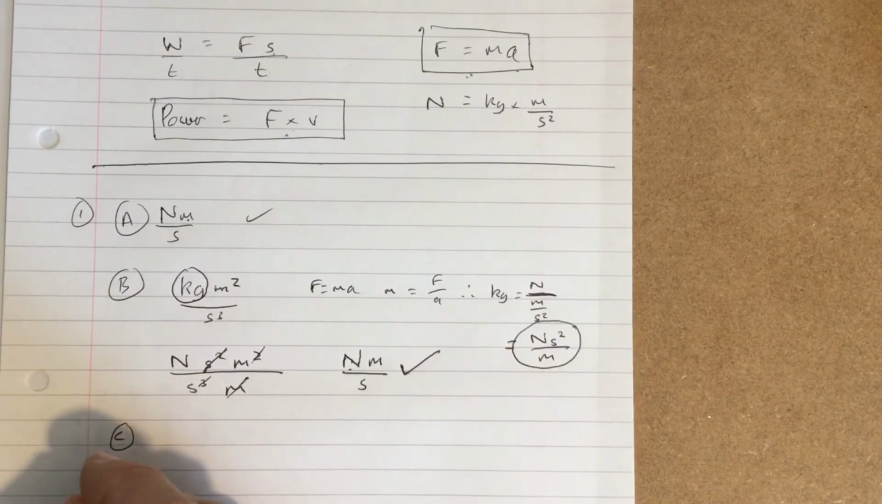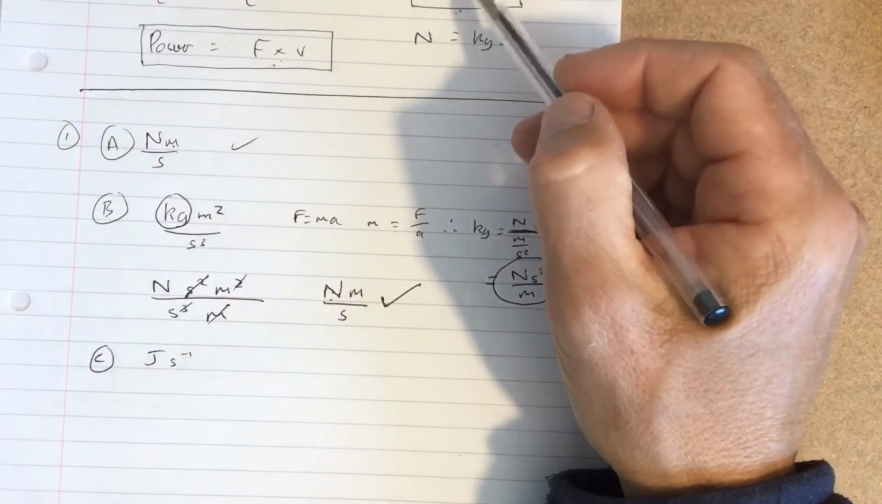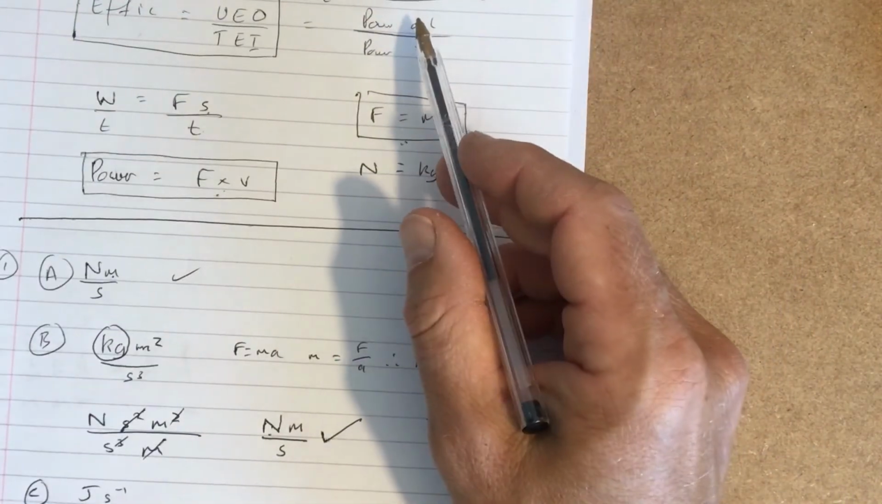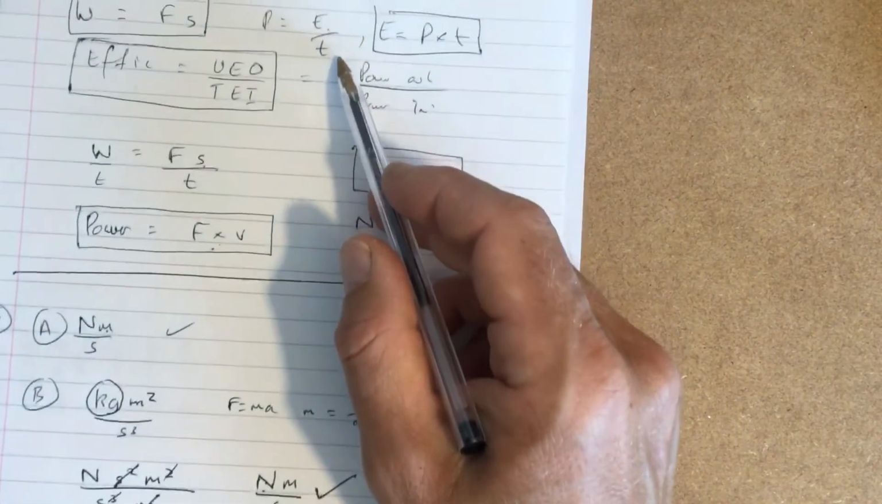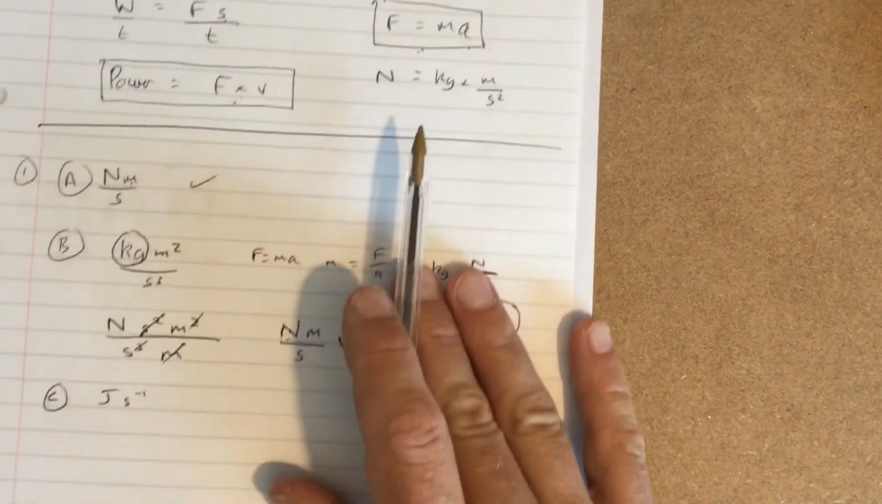Now, what was C? C was just joules per second. Well, I hope we know that's power, because that's here, isn't it? It's here, energy per second. Okay, so we should know that one.